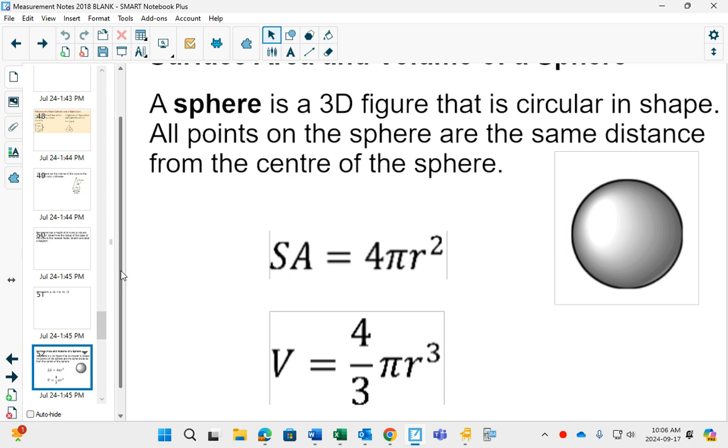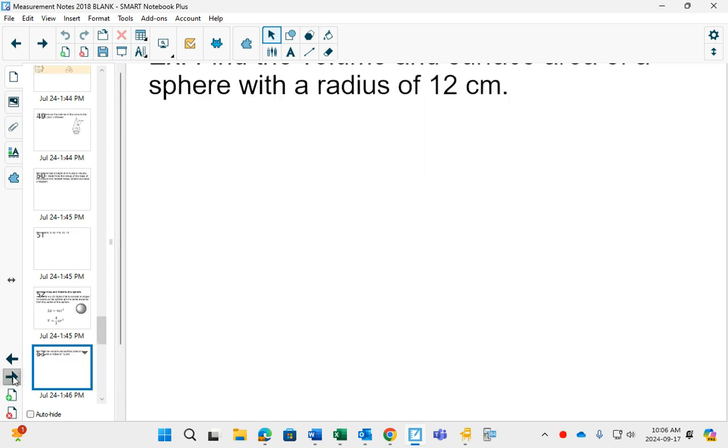And then the volume. Area is always units squared, volume is units cubed, so we have radius cubed in our volume formula.